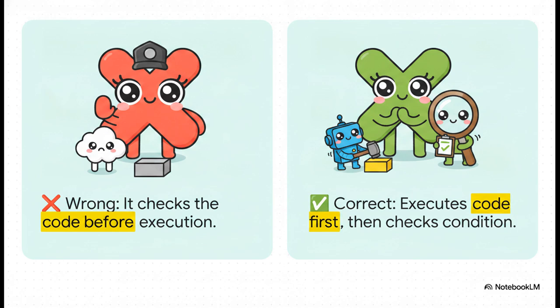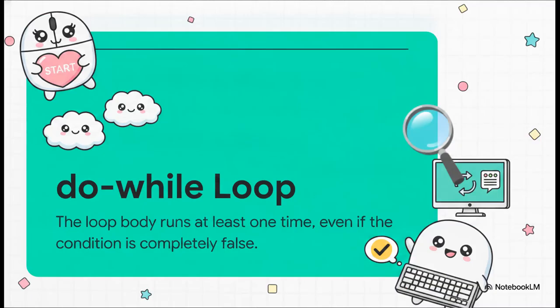But as you can see, that is 100% wrong. The fundamental truth of the do-while loop is that it executes the code first and then checks the condition afterward. It acts first and asks questions later. And because of that reversed order of operations, we get this incredibly important rule. The do-while loop body is guaranteed to run at least one time, always, even if the condition is completely false. That makes this loop entirely unique from the other two.